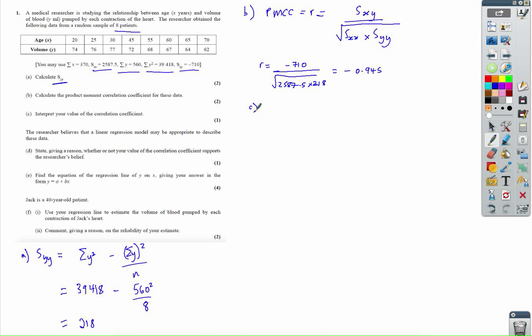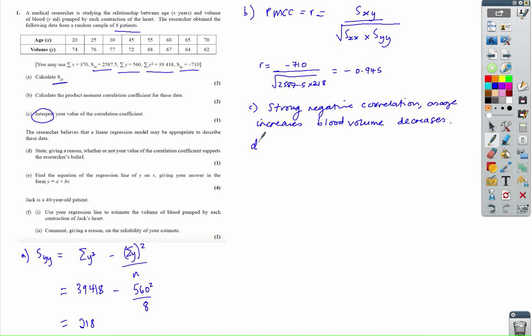0.945. Interpret this. You can't just state that it's a strong negative correlation. You could, it might be a good place to start your sentence, but strong negative correlation will not get you the mark. That is not good enough. What this means is that as age increases, blood volume, well, it's negative correlation, so it must be decreasing. Okay, you have to put it in context. As age increases, blood volume decreases.